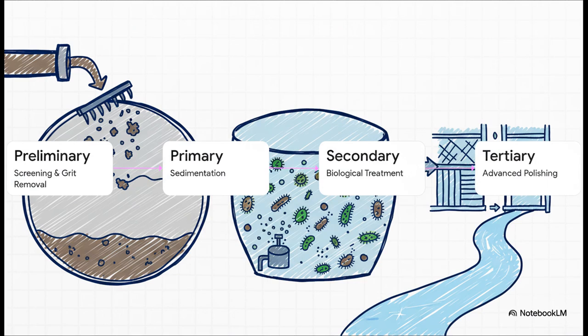The whole treatment process is really a multi-stage assault on this pollution. It starts with the big stuff in preliminary and primary treatment, then it moves to the microscopic level in secondary treatment, and it can even end with an advanced polishing in the tertiary stage. So let's start at the very beginning.